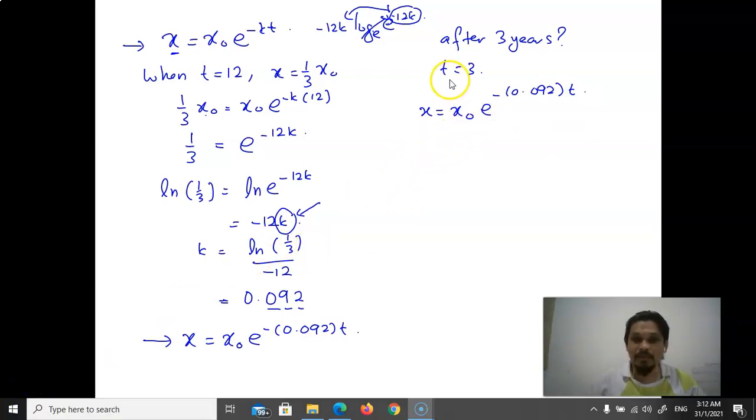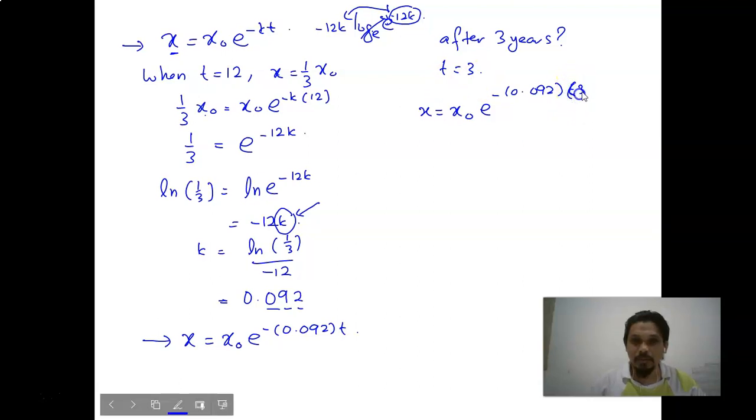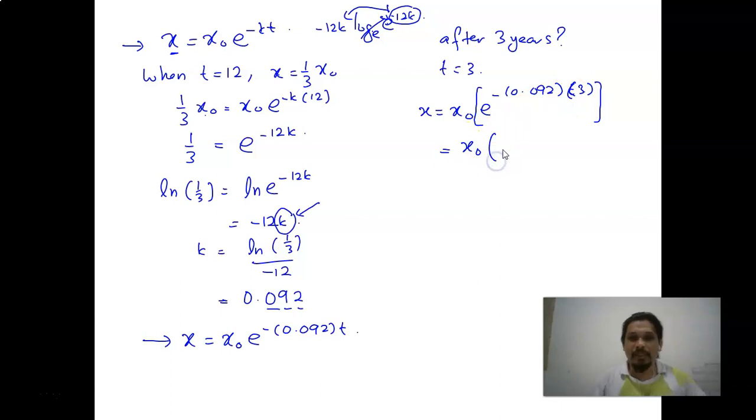So look at this one here now. When t equal to 3, so we substitute t with 3 here. Focusing on this, e power of negative 0.092 multiplied with 3. For this one here, x naught, and the amount of this, you may use your calculator, press the button for e and to the power of negative 0.092 times 3.